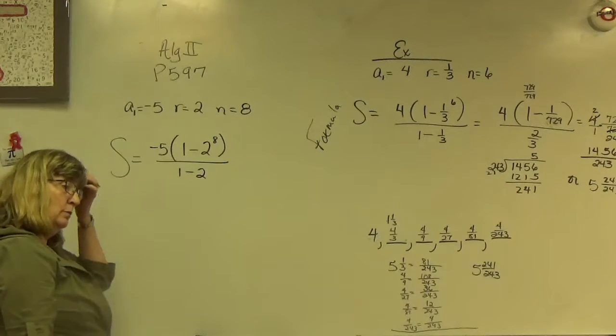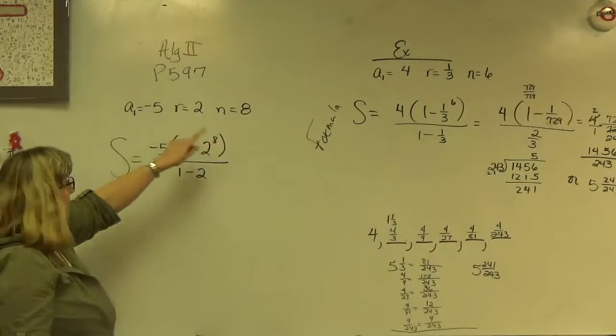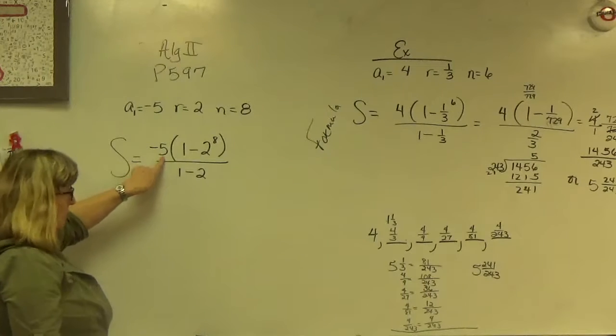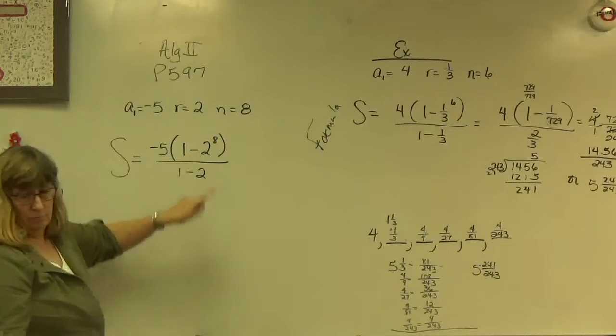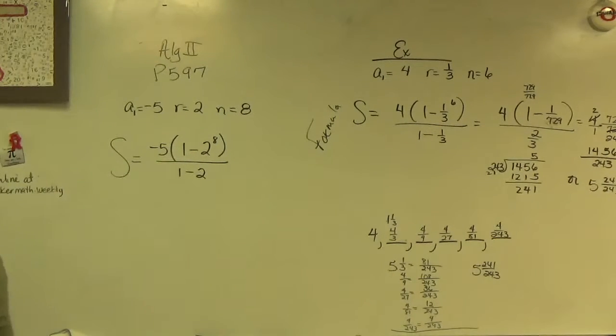So all I did was put this information into the formula. A sub 1 always goes there, then it's 1 minus this.